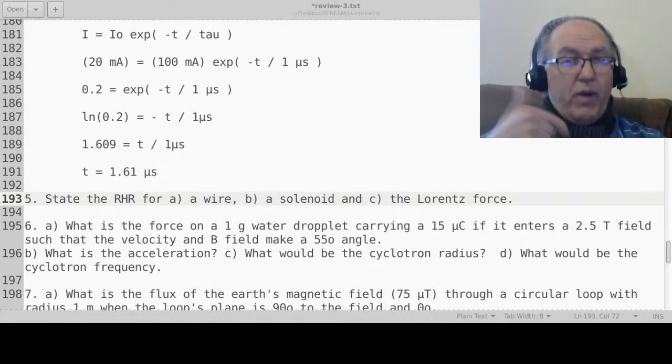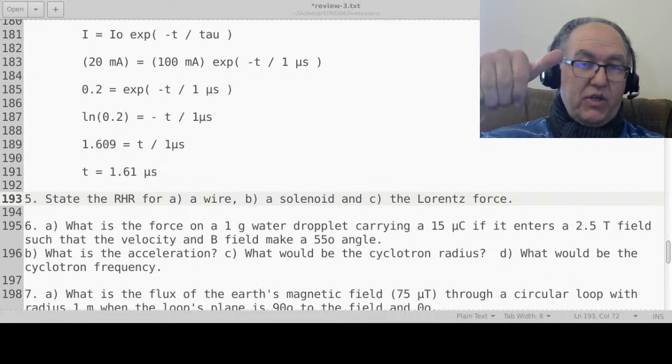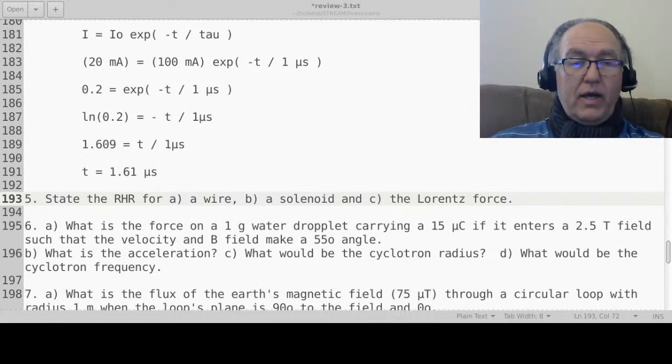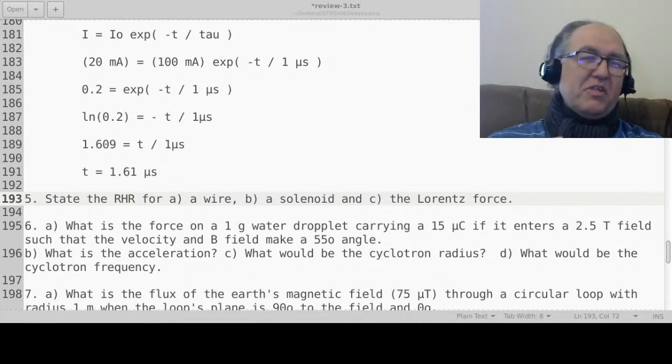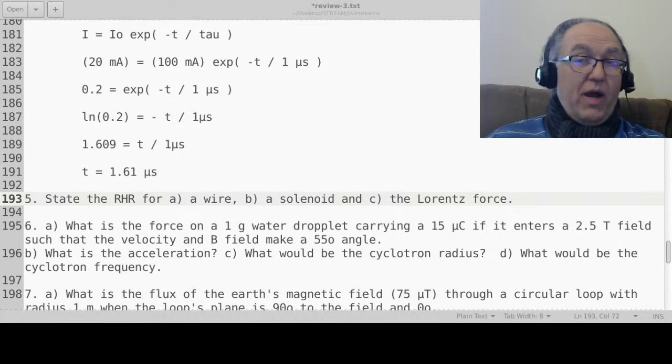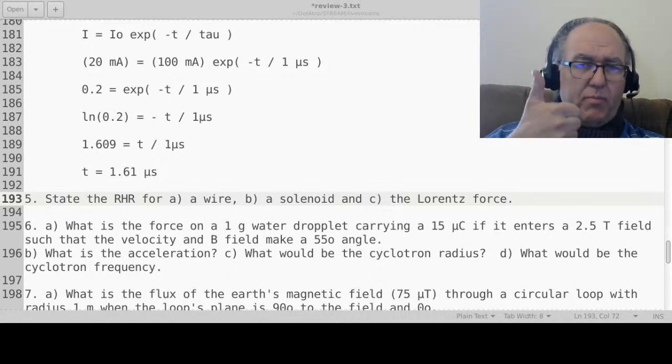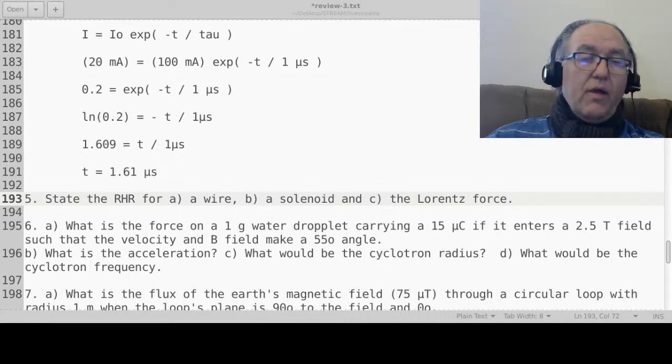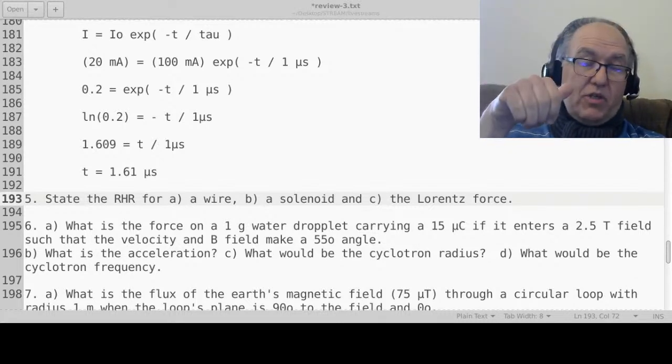Now for a solenoid, it's the other way around. You point your fingers in the direction of the current and your thumb will point in the direction of north. I don't want to confuse you, but you could actually use the wire rule for the solenoid, and the solenoid rule for the wire. They're consistent with one another, not in contradiction. But it's just easier that, if you say wire, point the thumb in the direction of the current. For a solenoid, point the fingers in the direction of the current.